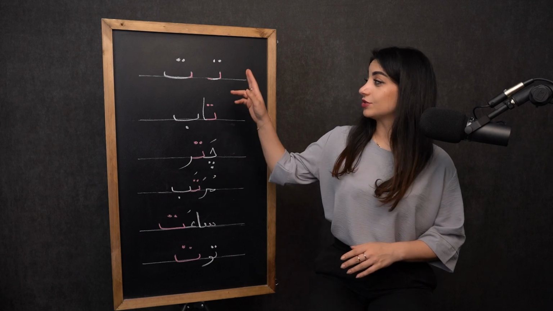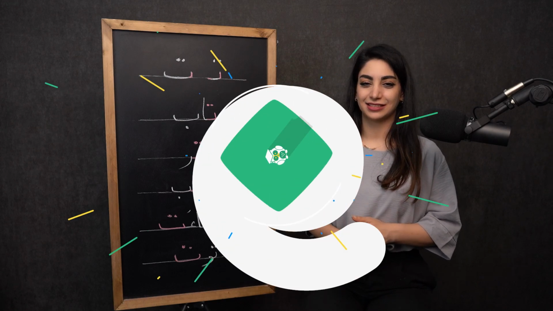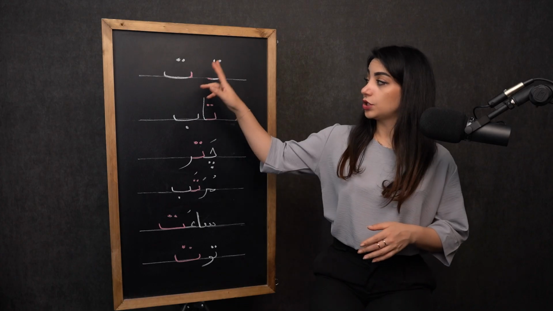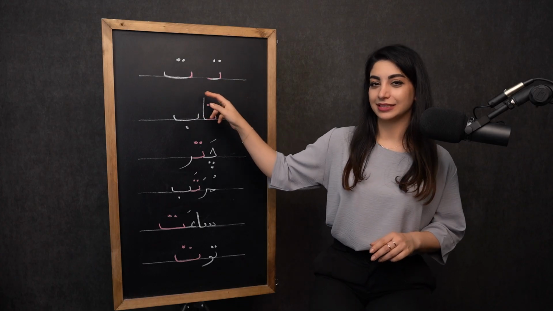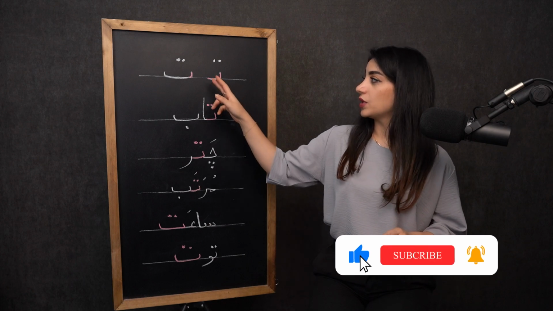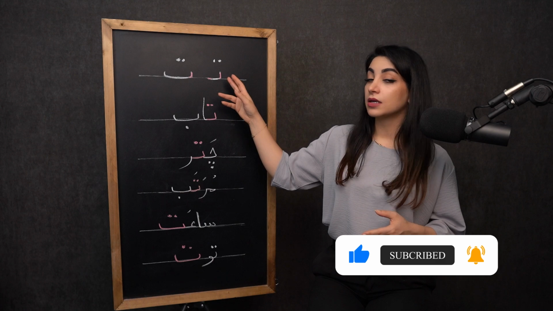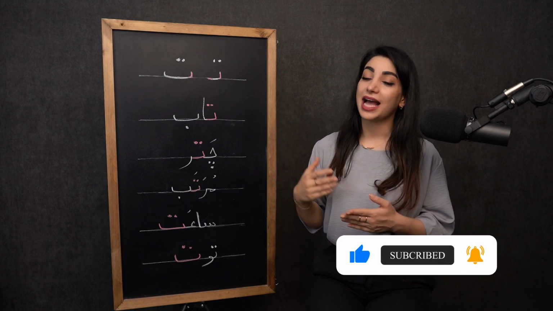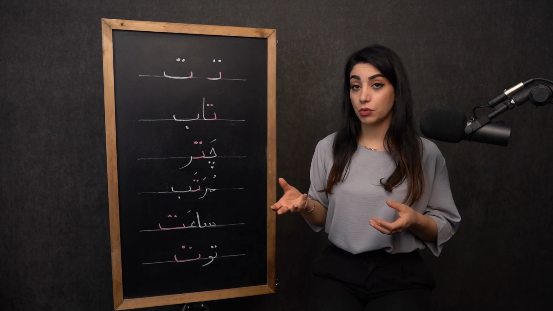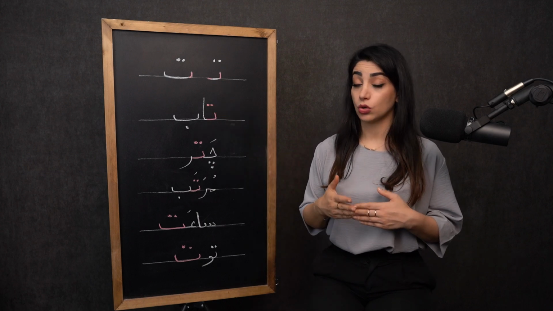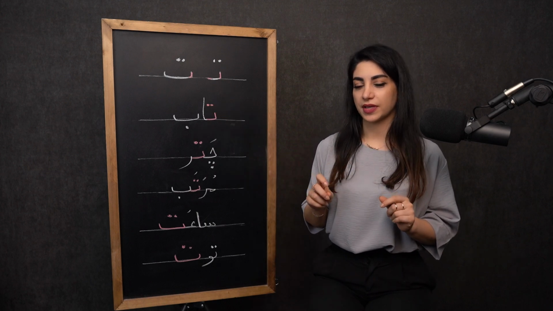Let's see what happens to T. Well, you know T. And we have two forms, of course, lowercase or small and capital. This one comes at the beginning or in the middle of a word. This one comes at the end of a word, always. But there's one more thing.